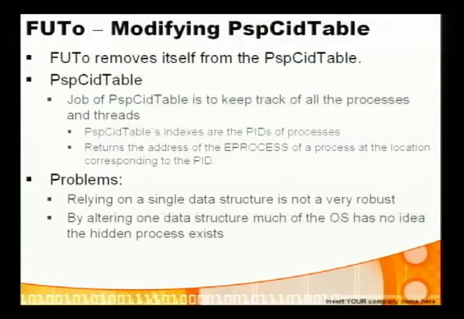What Fu2 did was it would find these handles and remove the handle from the table and therefore hide the process. Some of the rootkit detectors relied upon this PSP CID table, however, it was a single point of failure for them. Once Fu2 came along and just obliterated its entry in that table as well, then the detection no longer worked.